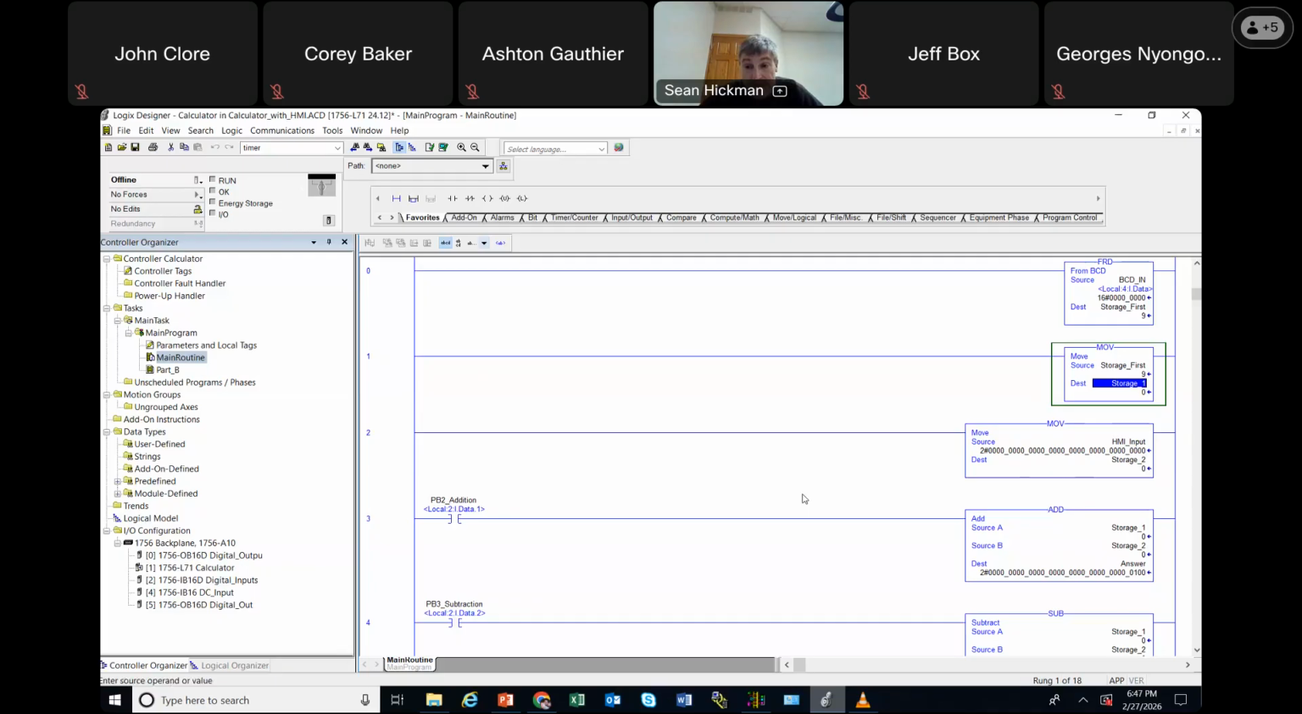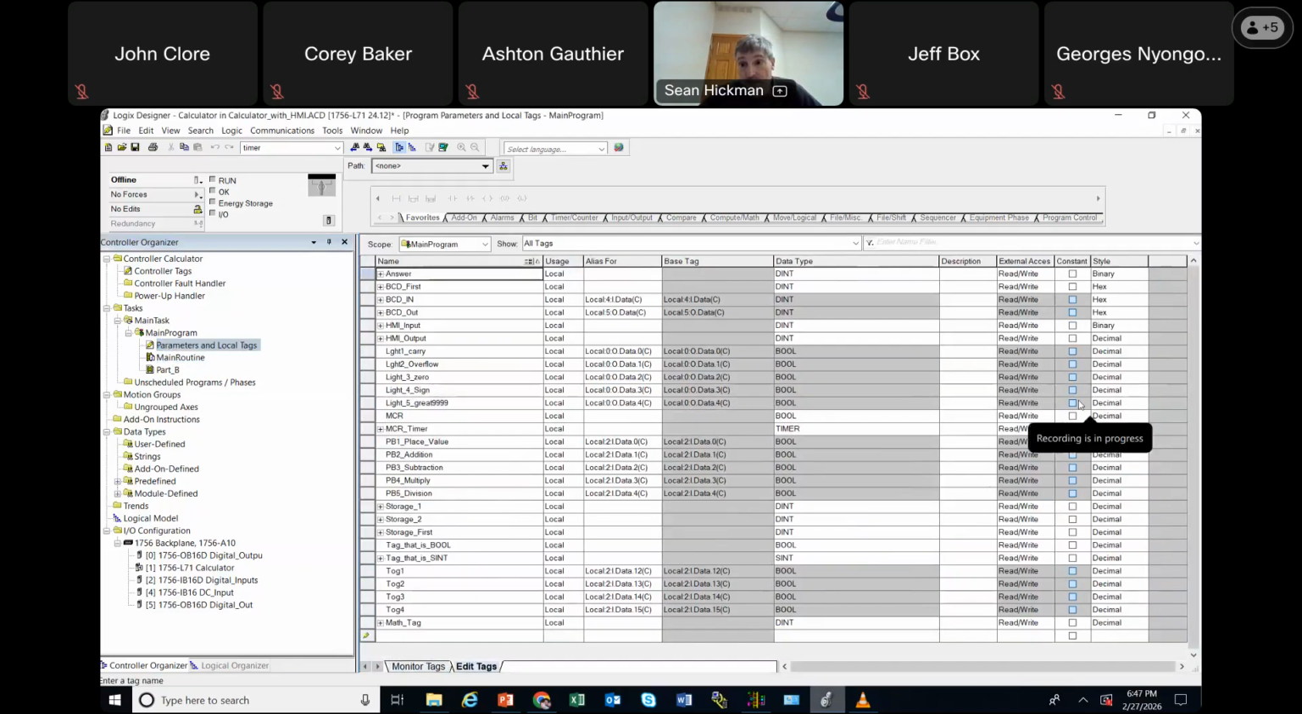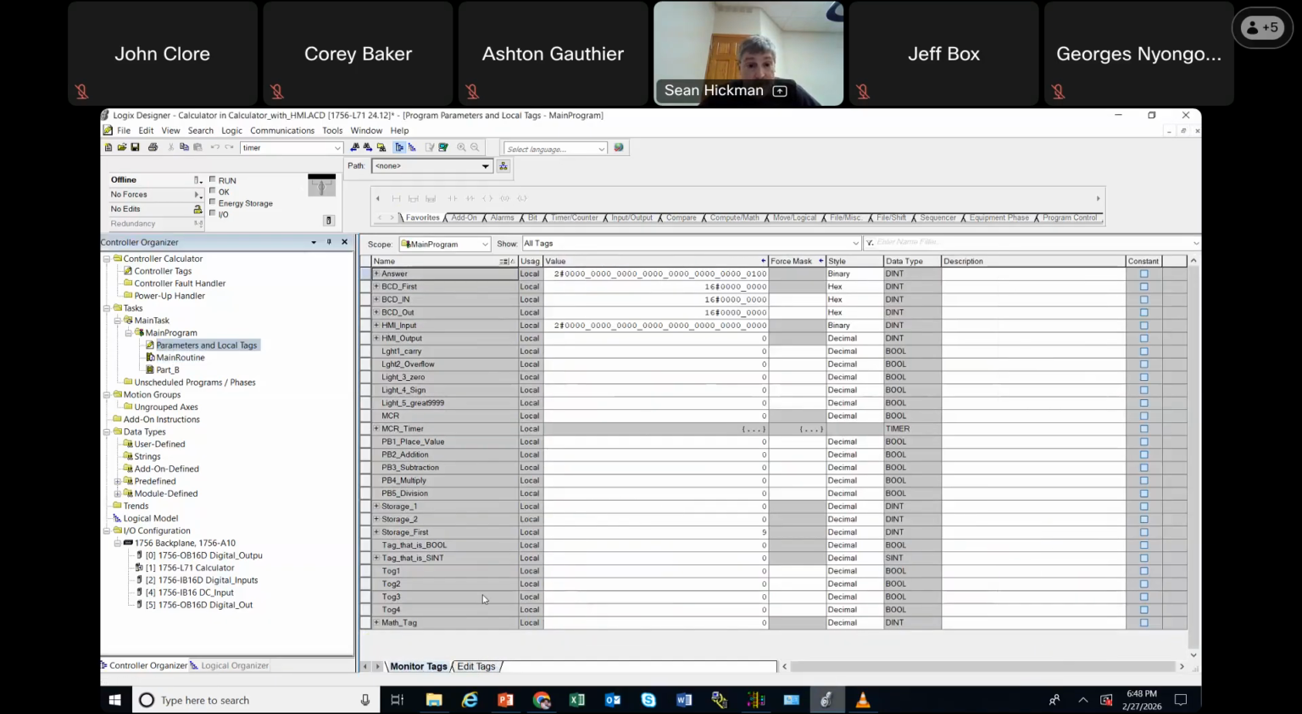Okay, so here's some more examples on this. What I got right here is something called parameters on my local tags. So I'm looking at my tags right here, and you can see that I've got my storage 1 right here, and it's a DINT, right? And I can go to my monitor tags. When I'm looking at my value here, I can see the radix. Here's the style. And a lot of times you're looking at decimals. So if you're adding storage 1 and storage 2, and storage 1 is 10 and storage 2 is 8, okay? Well, 10 plus 8 is 18.